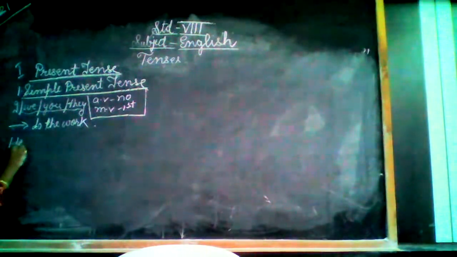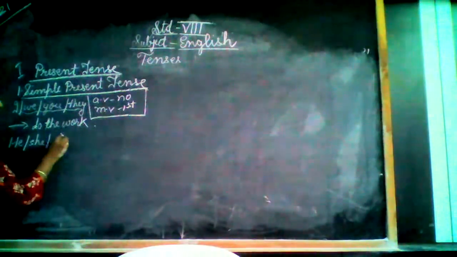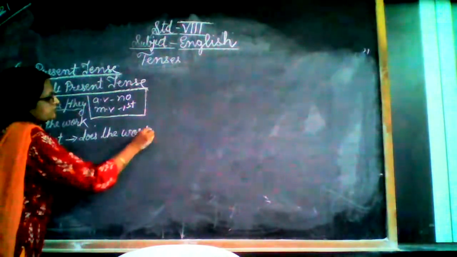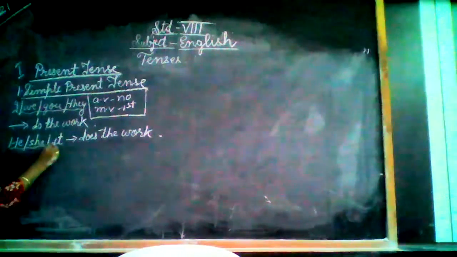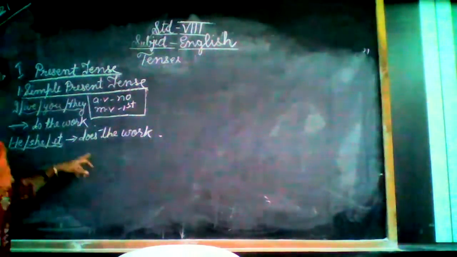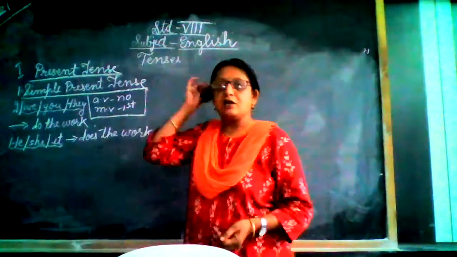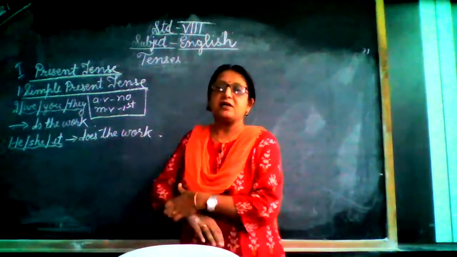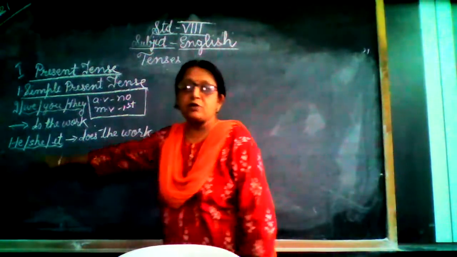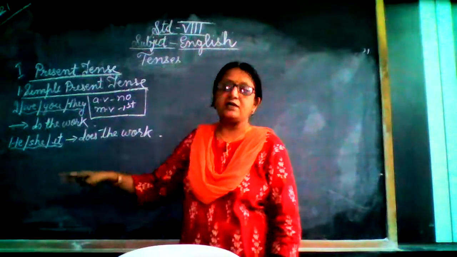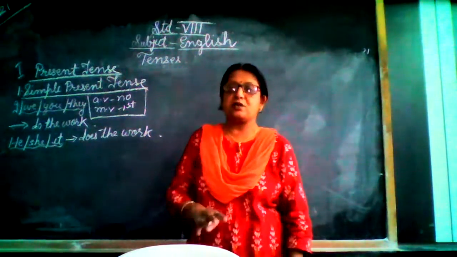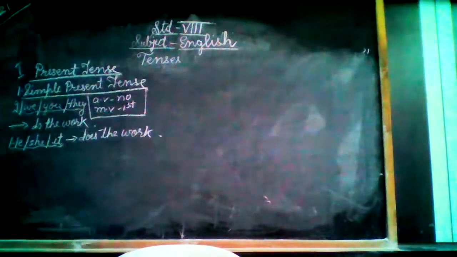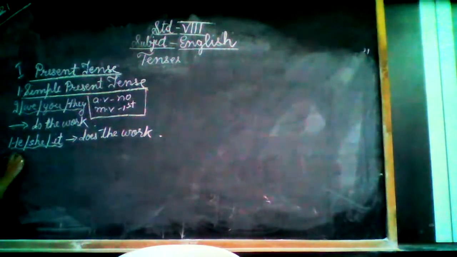But only with the third person singular, that is he, she, it: he, she, it does the work. Here we will use the third person singular with the S form, because this is only for the simple present tense. And instead of pronouns, if there are nouns: Ramu does the work, Hari does the work, my mother cooks the food. Whatever the third person singular, we will use the S form. This is our simple present tense. The second one we will see here, that is present.